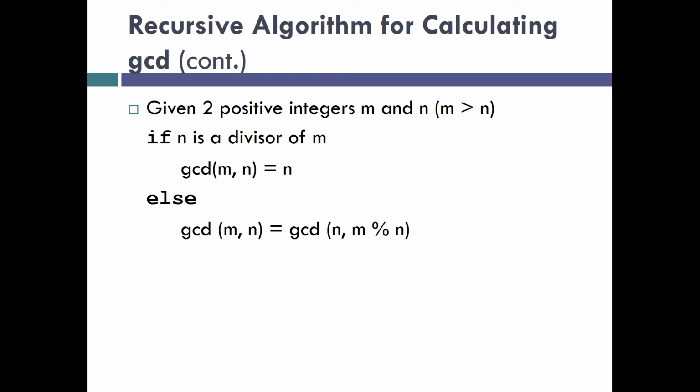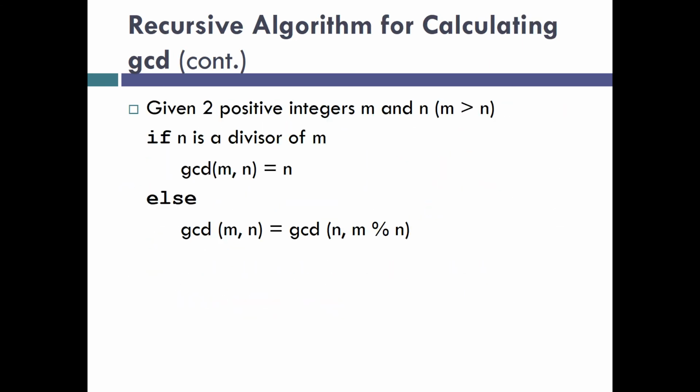So first, we are given two positive integers, m and n. I'll call them big and small because m and n sound way too much like each other, which is why I've always hated using m and n as variables. So if small is a divisor of big, in other words, if small divides big, then the GCD is the small number. Otherwise, the GCD of the big and small number is equal to the GCD of the small number as the first argument, and the big number mod the small number as the second argument. Wait, what? Right? So let's go through that.